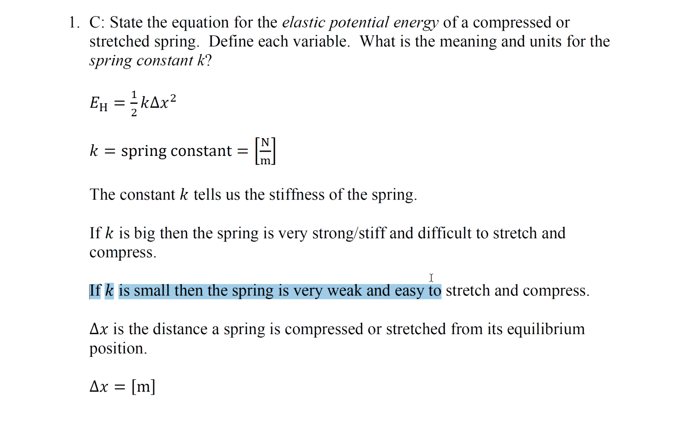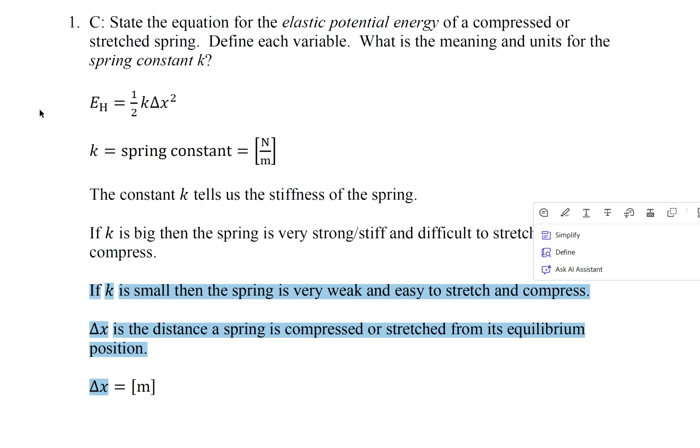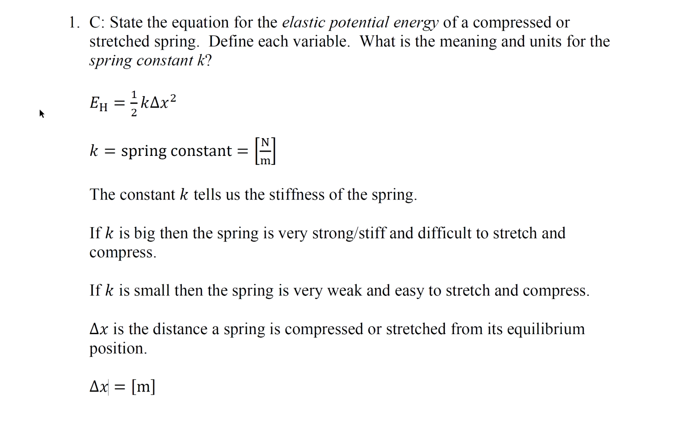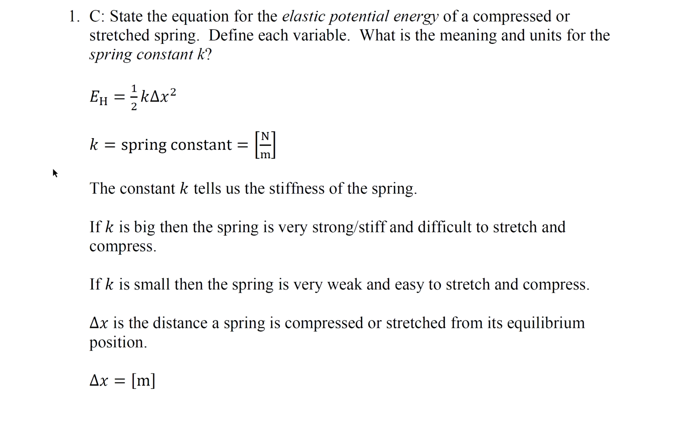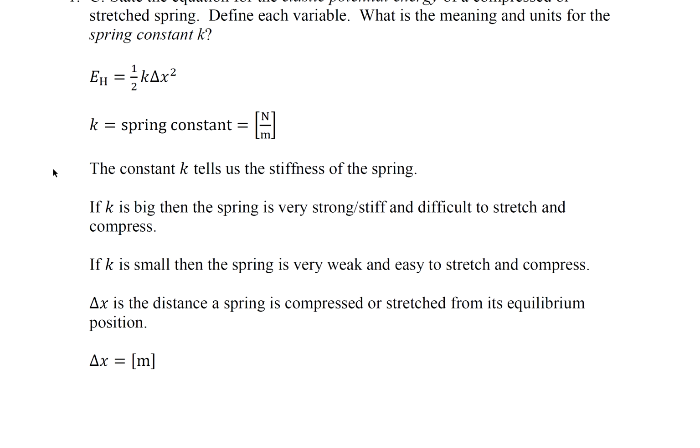If K has a small value, then the spring is very weak and it's very easy to stretch and compress that spring. Delta X is the distance a spring is compressed or stretched from its equilibrium position. Has units of meters.